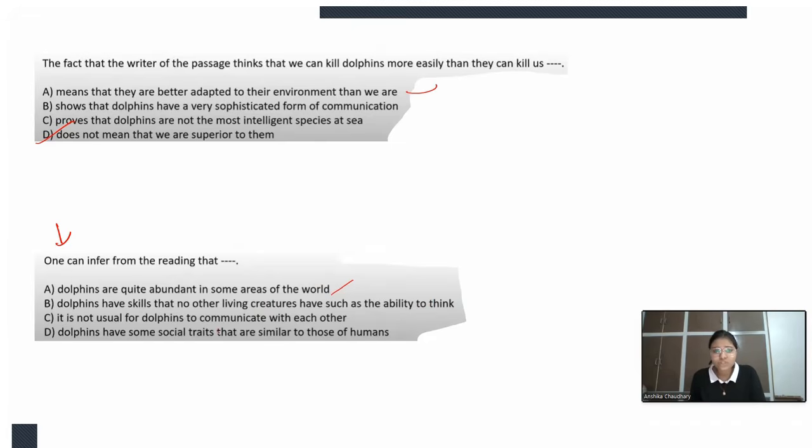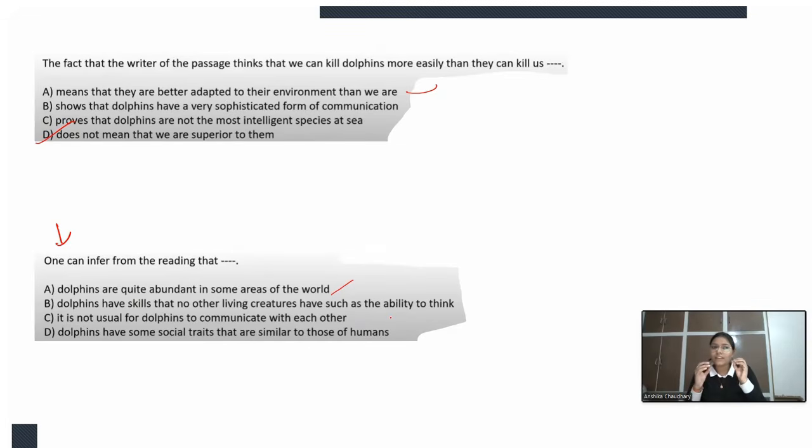It is not usual for dolphins to communicate with each other. See, there is a line related to that communication, that scientists inferred that they have some language, right? And through which they communicate. But this is not in the form of words. But that's not the actual meaning of that passage, right? We have just a line that probably there is a certain language for dolphins that only they can understand, right? The next option is dolphins have some social traits that are similar to those of humans.